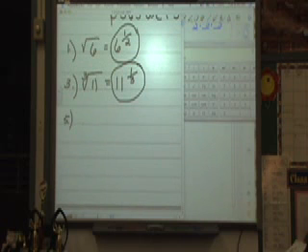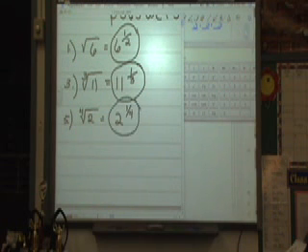Number 5, the fourth root of 2. Again, no power. Put the base down, 2. 1 is your numerator, which is taken to the first power, nothing else, and the root is 4. So it's 2 to the 1/4 power.